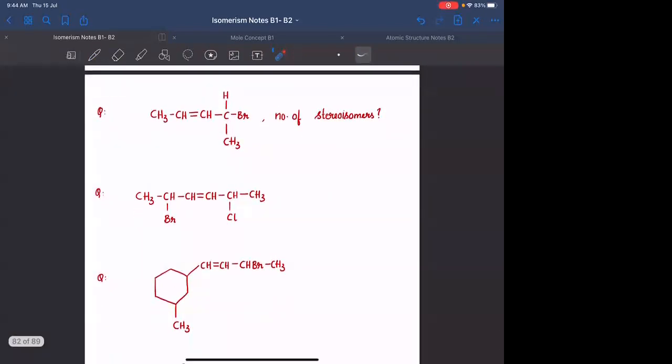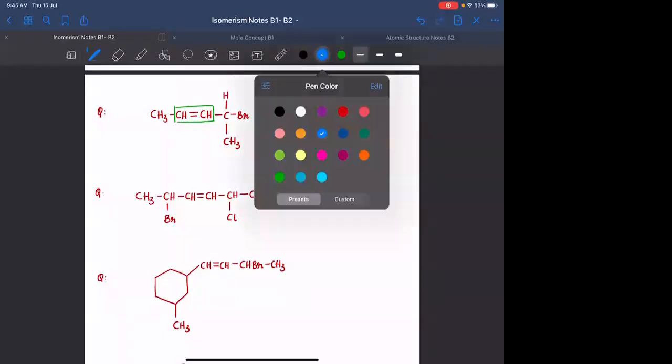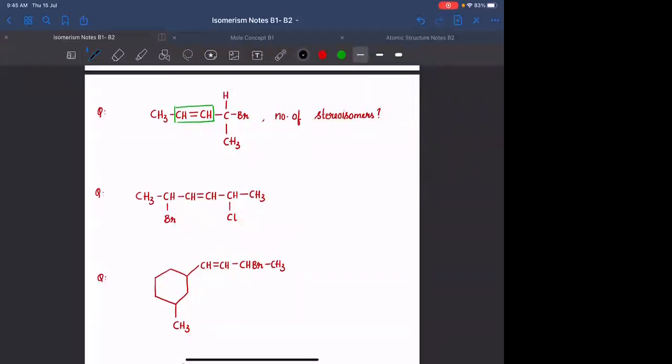See this question. They have given you a molecule and they're asking the total number of stereoisomers. In this case, you have combination of geometrical center and optical center. This particular part is the geometrical center. About this particular pi bond, you can have geometrical isomers. And this particular part is the optical center because it is attached to 4 different groups. So यहाँ पे आपको optical isomerism हो सकता है and यहाँ पे आपको geometrical isomerism हो सकता है.